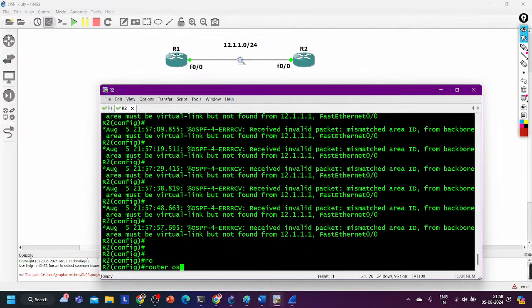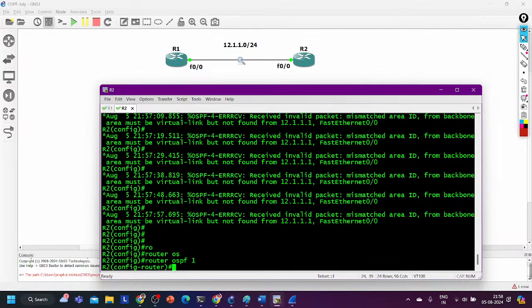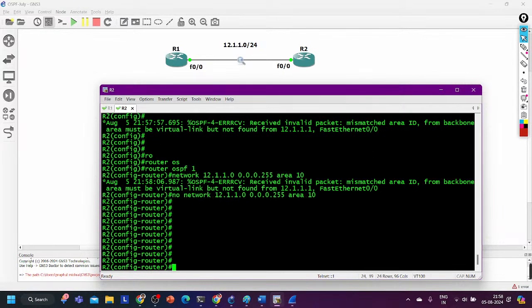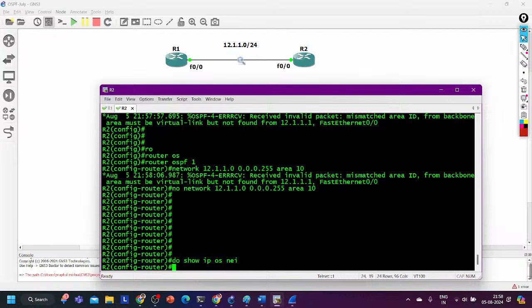Say router OSPF 1, and let me remove the network command. Where is the network command? Here I am going to say no to this network command. Right? So both routers are not able to form neighborship. Do show IP OSPF neighbor. Reason: OSPF area ID was mismatch.